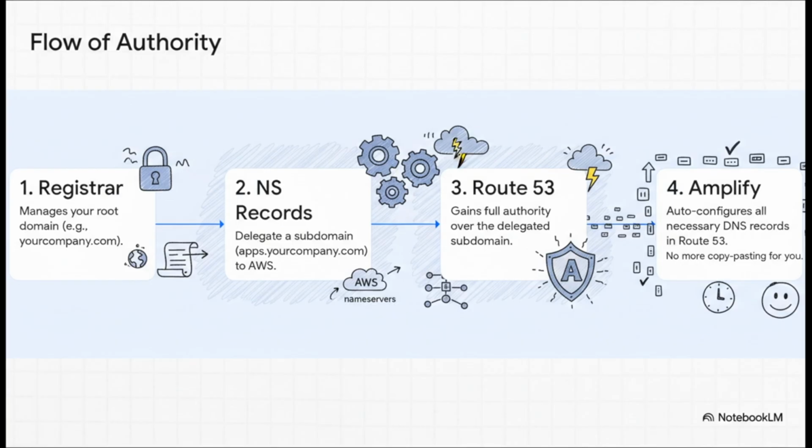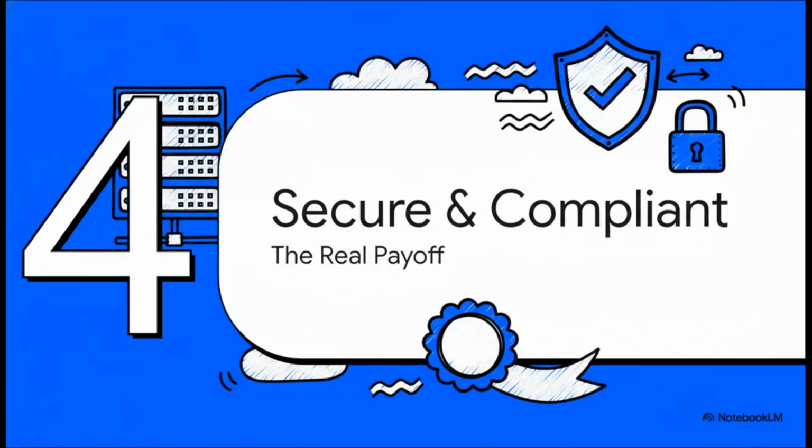This gives a Route 53 hosted zone complete control. So now, when you go to Amplify, it instantly sees this setup and automatically creates all the records it needs right inside Route 53. No more copy-pasting for you ever again. But let's be real, the true win here is so much bigger than just saving you a few hours of pulling your hair out. This is about building your applications the right way, a way that's robust, secure, and meets the standards we all have to deal with today.